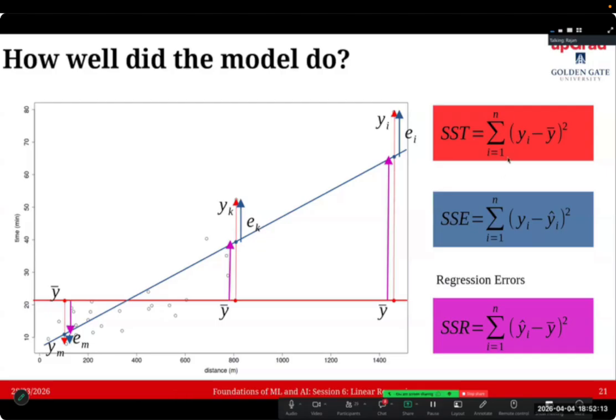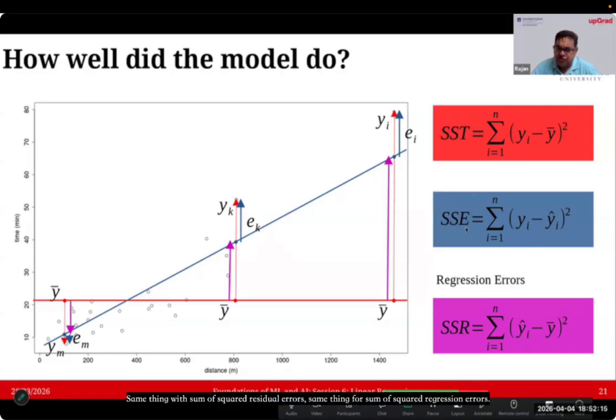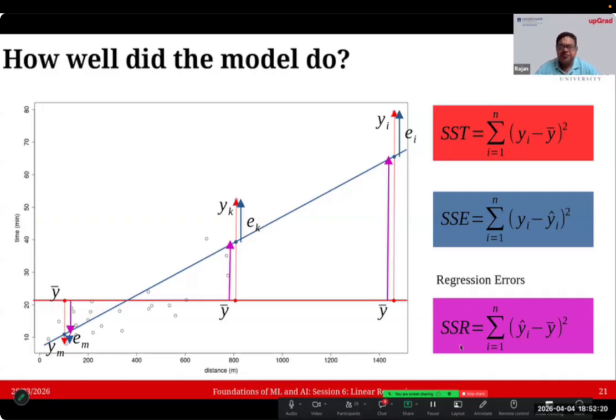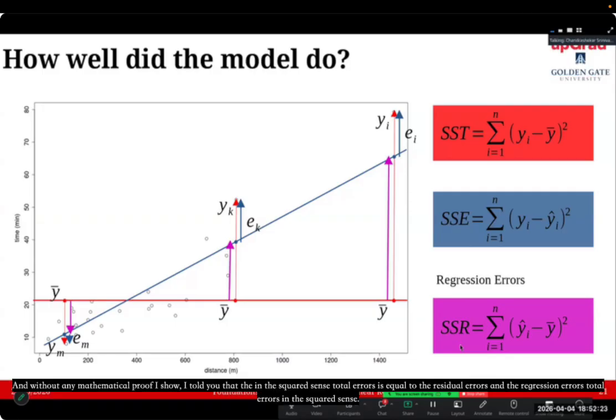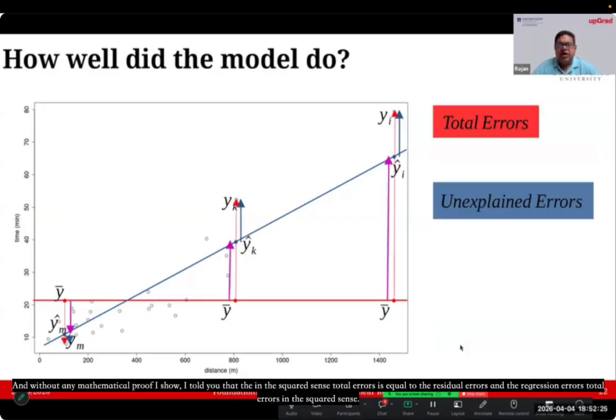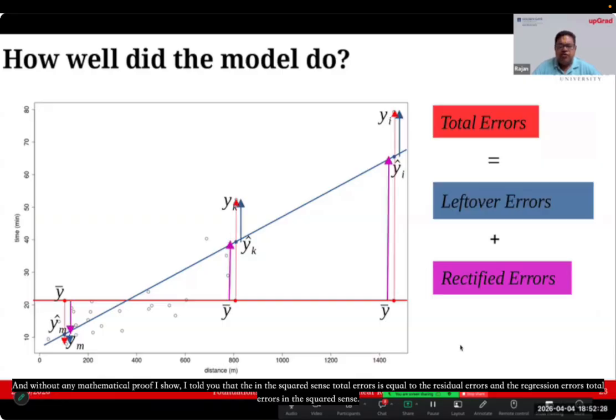Same thing with the sum of squared residual errors. Same thing for the sum of squared regression errors. That means, without any mathematical proof, that's what it means. When the R squared value is very high, that means we are looking for a very strong relationship. And we are very lenient about multicollinearity.